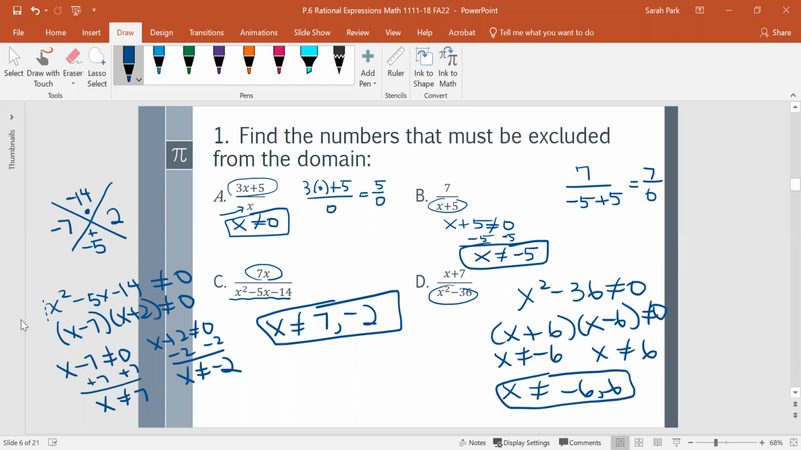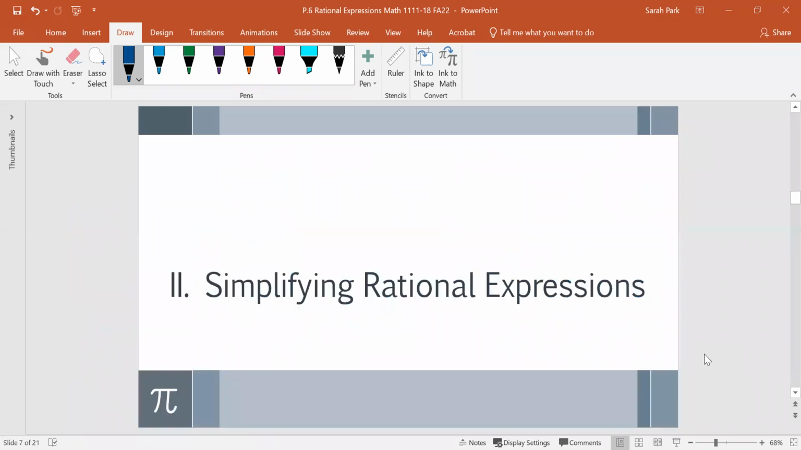Okay, so these are just some examples where we excluded the values that make the denominator equal 0, because that cannot be part of the domain. Okay, let's take a look at simplifying rational expressions.